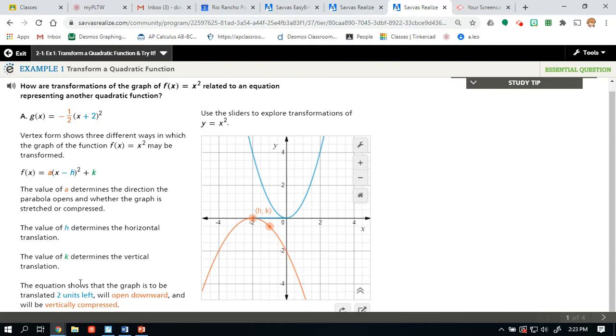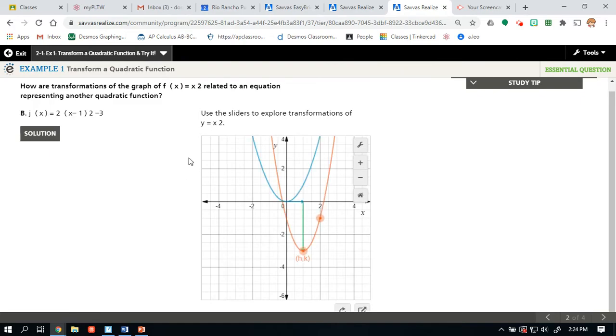The value k determines the vertical translation. We don't have anything being added to our equation here, and therefore we're still at y equals 0. So the equation shows that the graph is to be translated 2 units to the left, will open downwards, and will be vertically compressed.